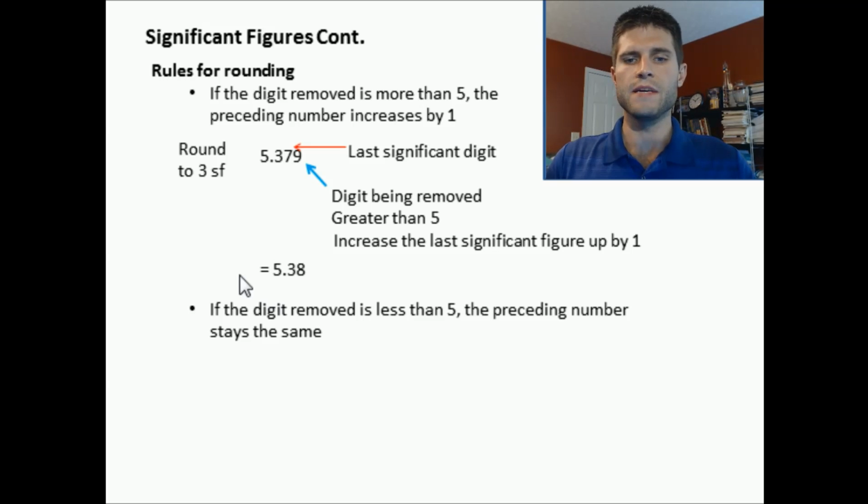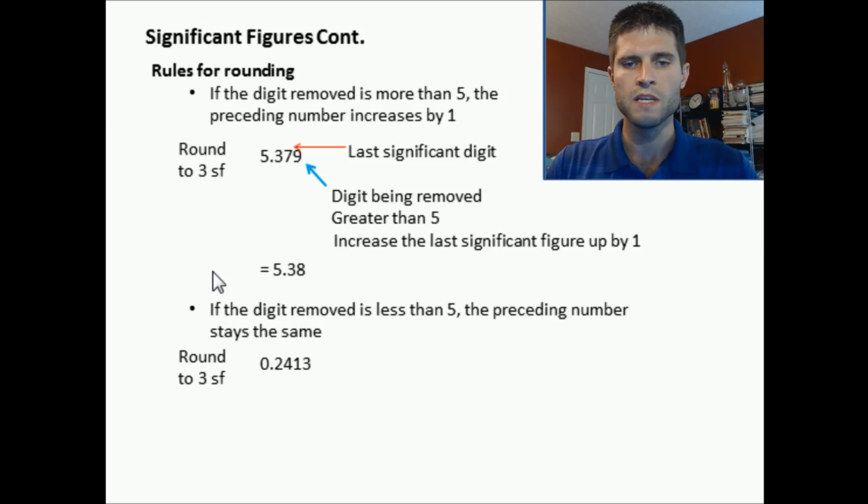If the digit being removed is less than 5, the preceding number stays the same. Also, traditional rounding rules. We've been using these ever since we were in middle school. So let's look at the number 0.2413. This has 4 significant figures. This 0 is not significant, but all of these digits are.